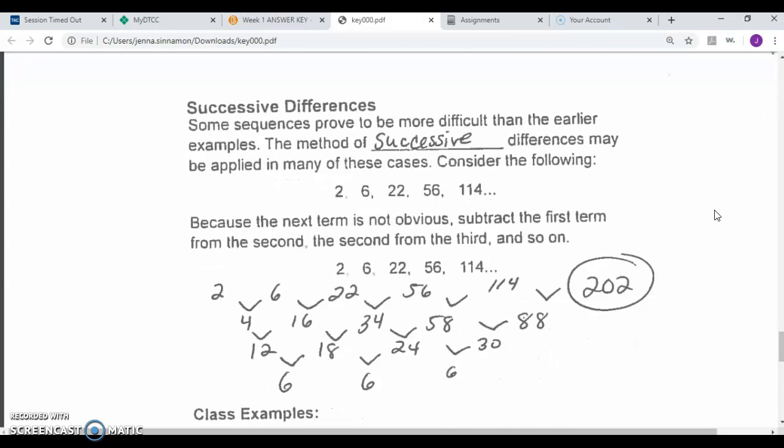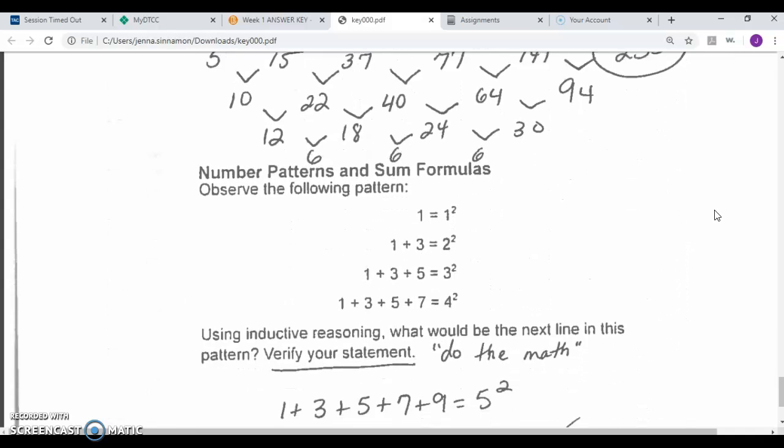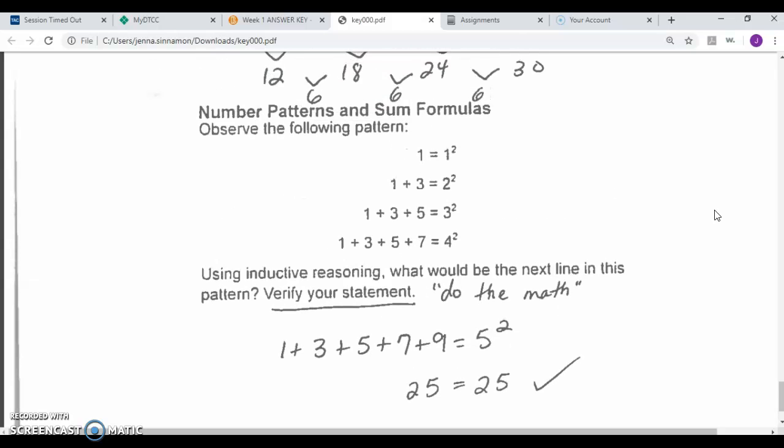Successive differences, I'm going to skip over for just a second because it's going to take up some room, and I want to talk about the sum formulas. So, sum formulas and just looking at patterns, pretty straightforward. I want you to be able to notice the pattern. So here it was 1, 1, 3, 1, 3, 5, 1, 3, 5, 7. So it was the next odd number every time. So then I have 1, 3, 5, 7, 9.